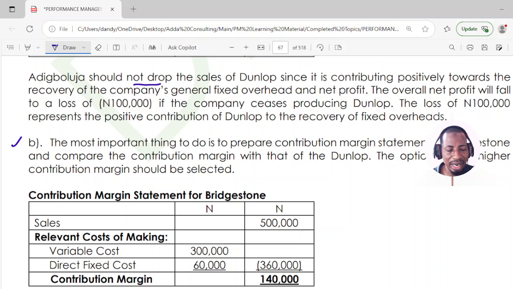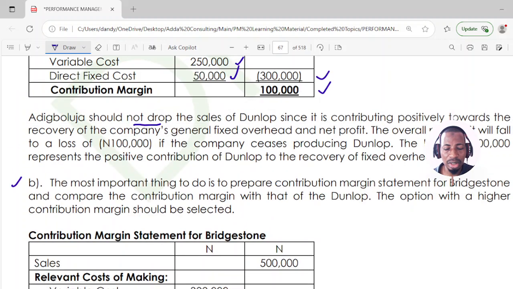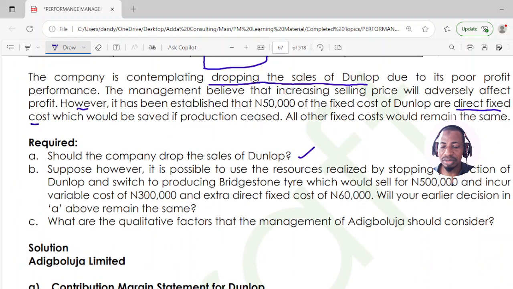The option with the higher contribution margin should be selected. So we prepare the income statement for Bridgestone. The examiner has told us that 500,000 naira will be received for the sales of Bridgestone.